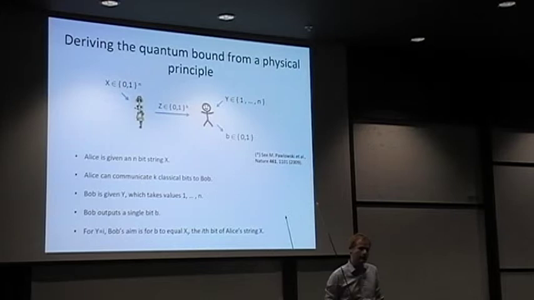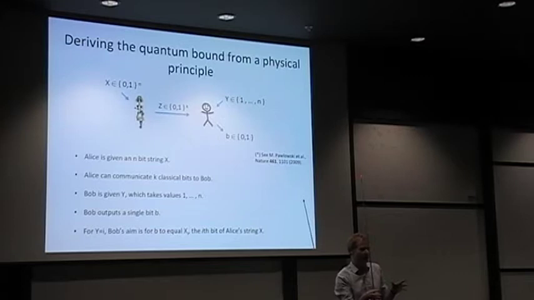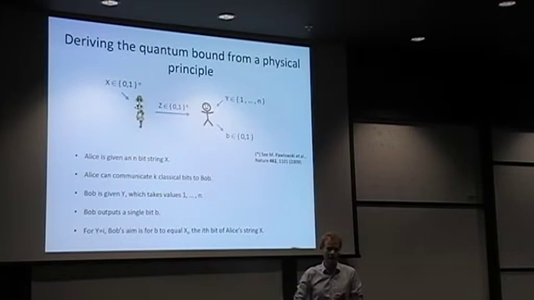And the aim here, the thing that Alice and Bob are trying to satisfy, is that if this input Y takes a certain value, let's say I, then Bob wants his output bit B to be equal to the ith bit of Alice's input string. So you can think of it this way. Alice is holding this data, and Bob wants to know something about that data. It's a fairly generic kind of problem, really. He doesn't necessarily want to know all of that data. He just wants a certain piece of it.